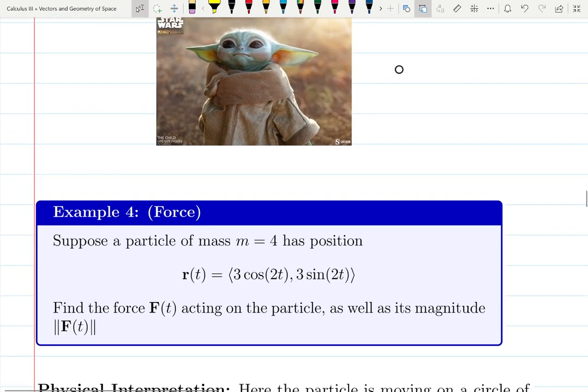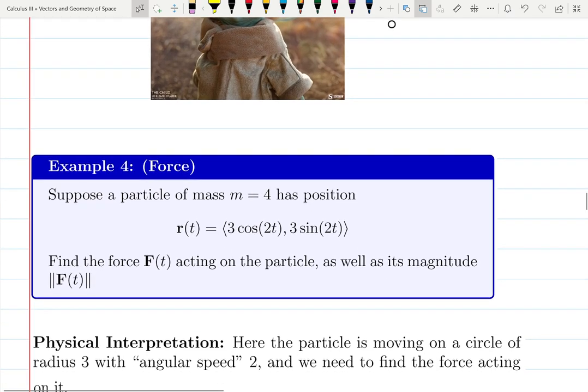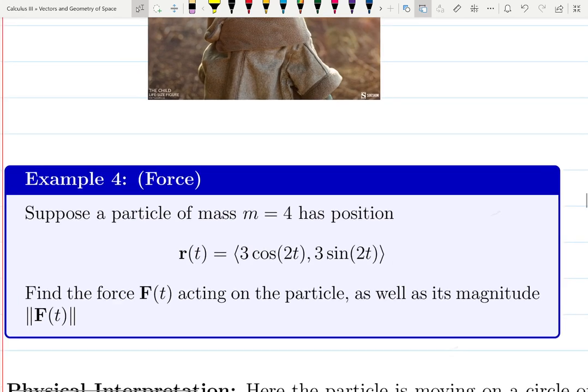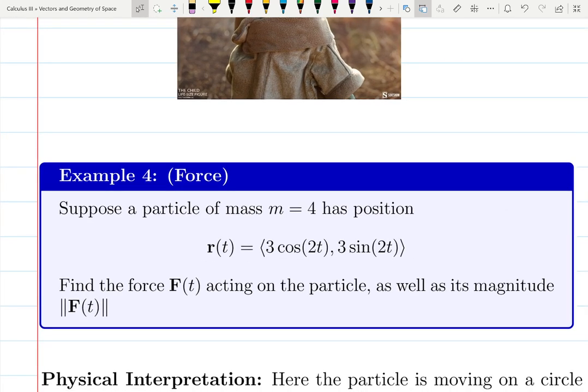Let's do it. Example. Today I gave you lots of examples, and the last example will be from your homework, so let's hurry up. Suppose a particle has mass 4, and r is given. This is a good exam problem, fast and straightforward. We ask you to find F and the magnitude of F. Basically, you need to find r prime prime, the acceleration. Then F will be m, which is 4, times acceleration, and then you find the magnitude of that.